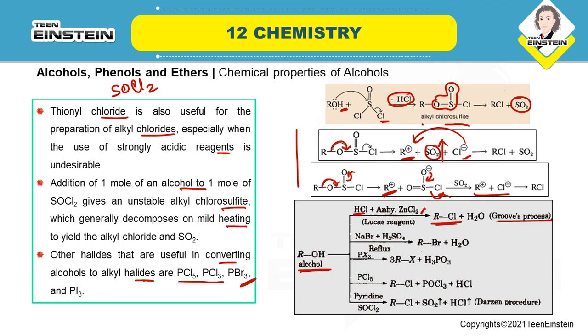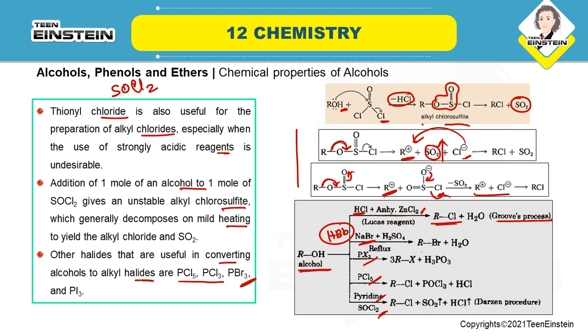Then you can generate HBr in the medium by using NaBr and H2SO4. So it will generate HBr. This is another reagent you can use for conversion of OH to Br. Then PX3, that is PCl3 or PBr3, PCl5, and pyridine with SOCl2. So this is the SOCl2 method we have discussed first. And here pyridine is also used sometimes.